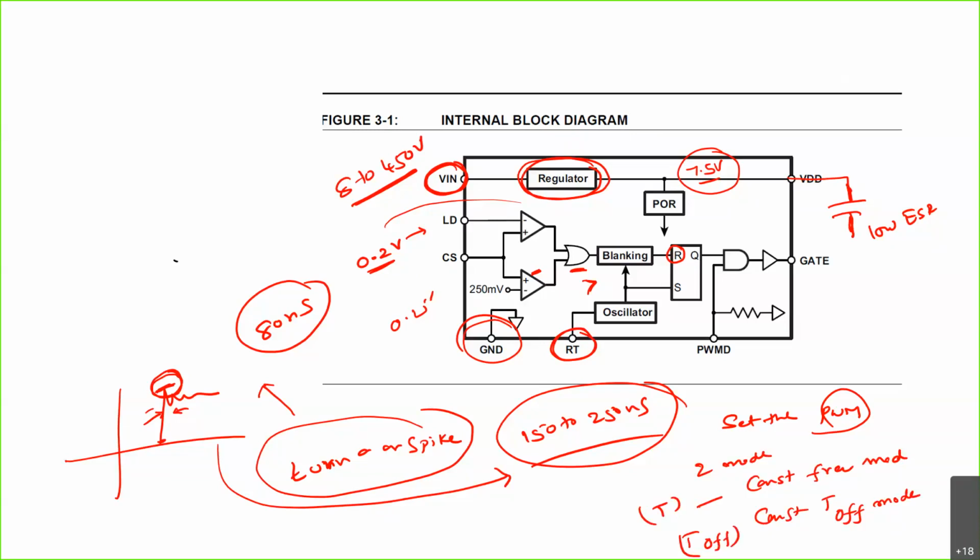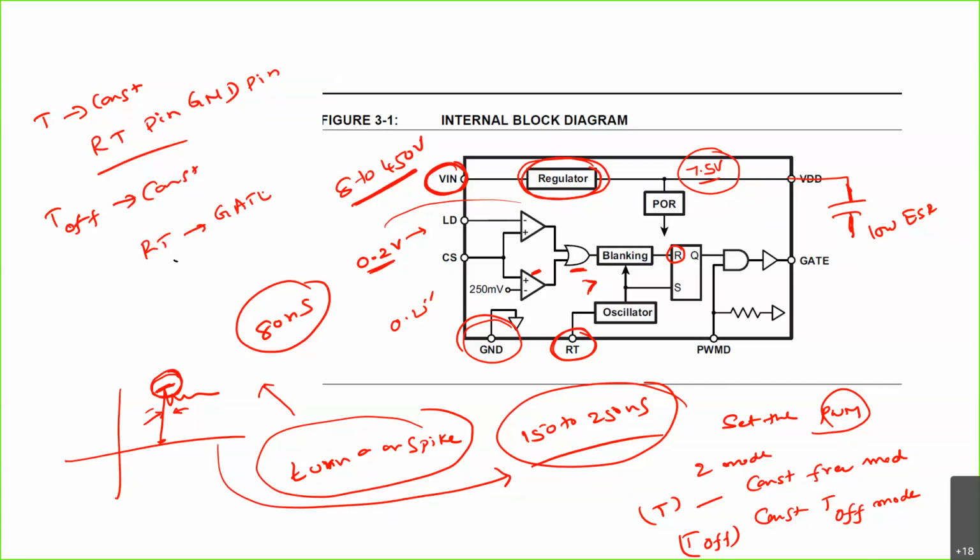For example, if you want to keep the time period T constant, then what we have to do is connect this RT pin to the ground pin. So for that case, you need to connect this RT pin to this ground.